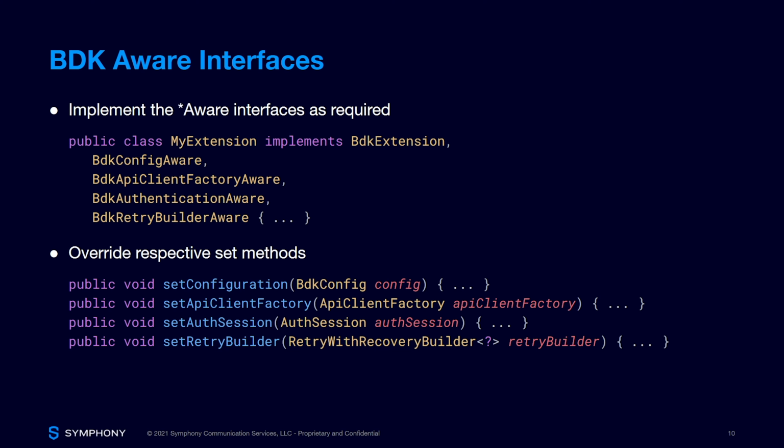Implementing each of these interfaces will require your extension class to override a set method, where the BDK will deliver the active instance of that component. For example, implementing BDK config aware will require your extension class to override set configuration, which exposes a BDK config object. Your extension can then read the BDK config object and obtain the current bot's configuration that is running. So it will be able to extract the pod host name, proxy server, data feed version, and so on for whatever workflow necessary.